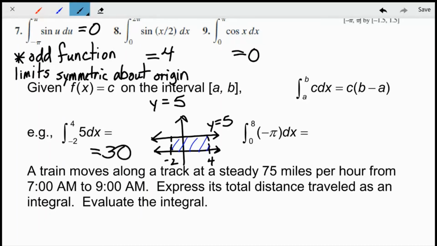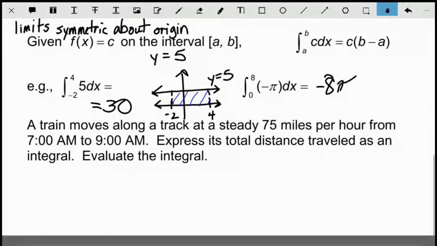Okay, similar. On the next one, we have an integral from 0 to 8, and this time we have negative pi dx. Well, this you can kind of do in your head. If you just think about what that graph would look like, y equals negative pi is below the x-axis. So we're looking at negative pi, and we have a width of our rectangle of 8 units. So this is just going to give me negative 8 pi.